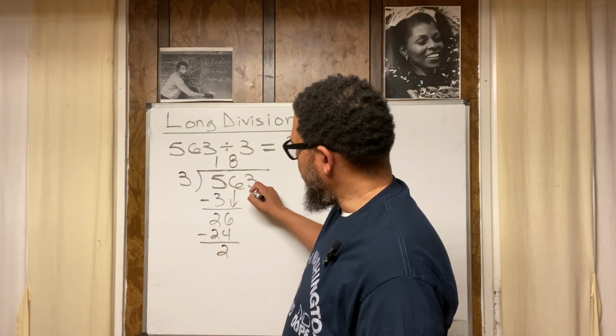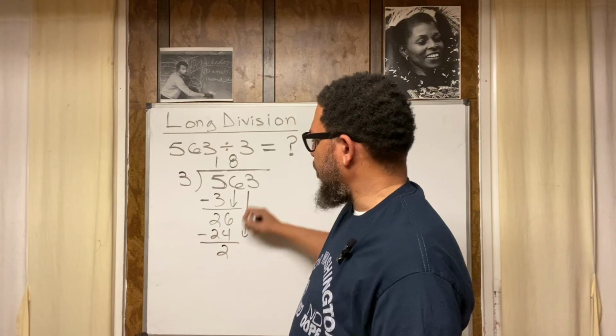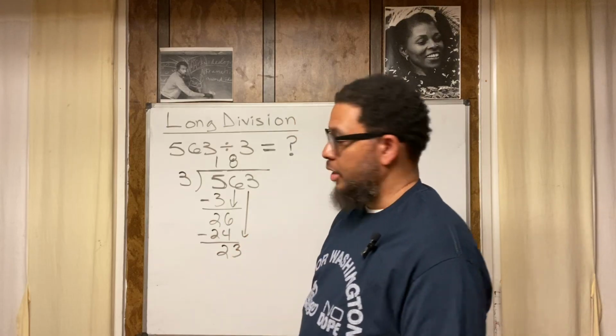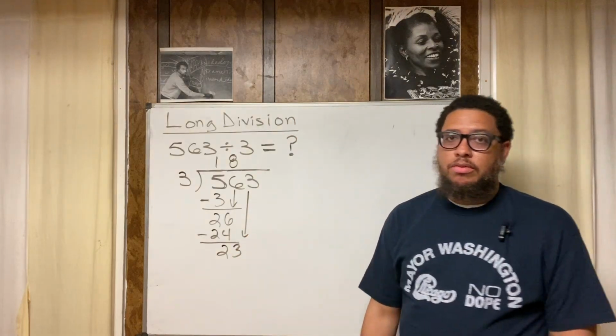All right, then this 3 comes down. This 3 migrates back down south. Think of it like that, like reverse migration, right?